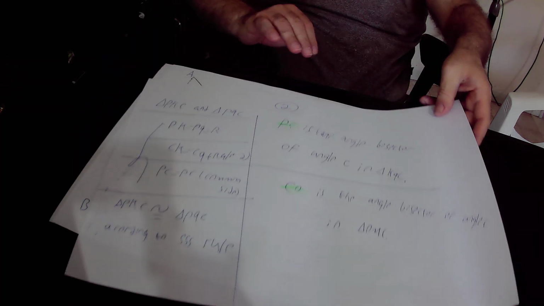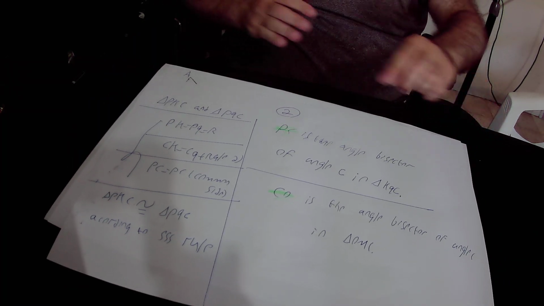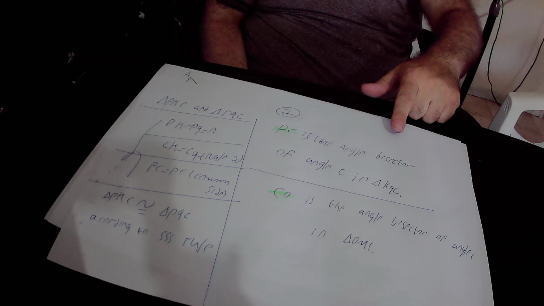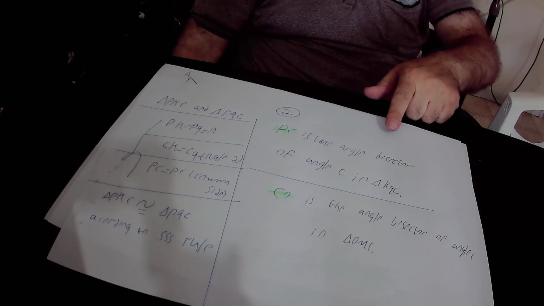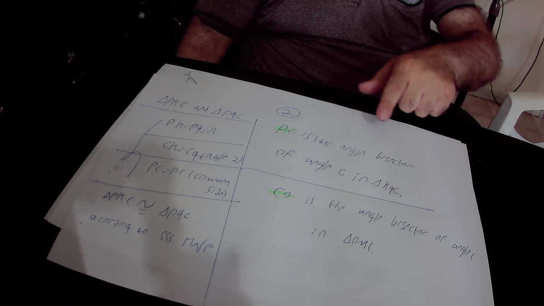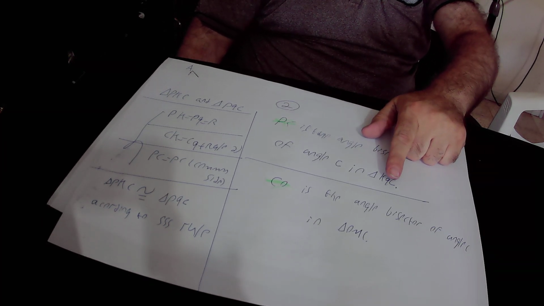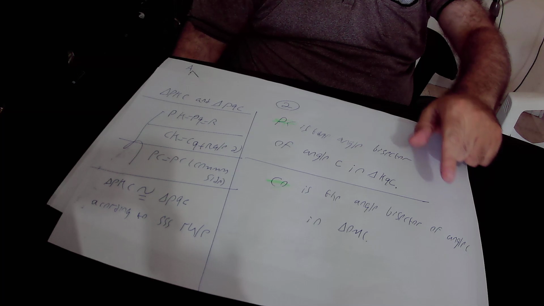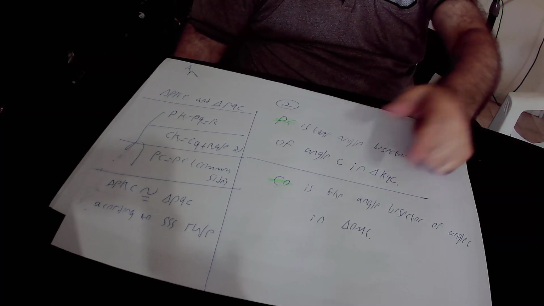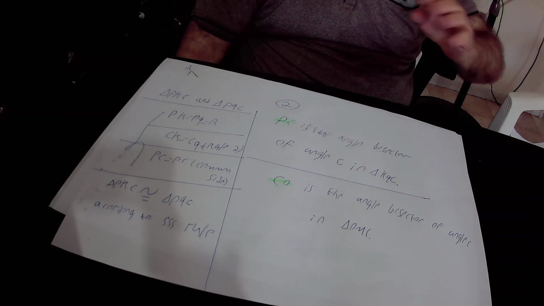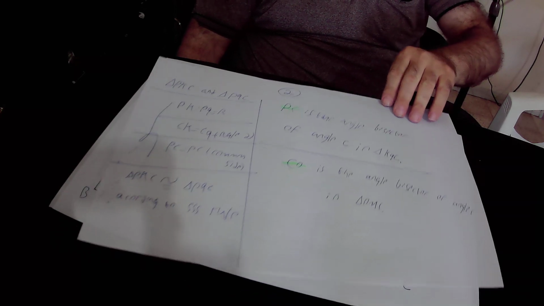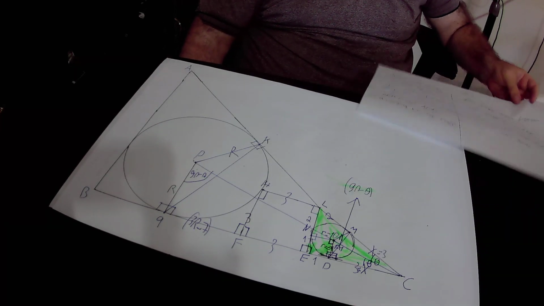So in conclusion, we found out that angle C has two angle bisectors. PC is the angle bisector of angle C in triangle KQC, and we already found out that CO is also the angle bisector of angle C in triangle OMC. So angle C has two angle bisectors, OC and PC.